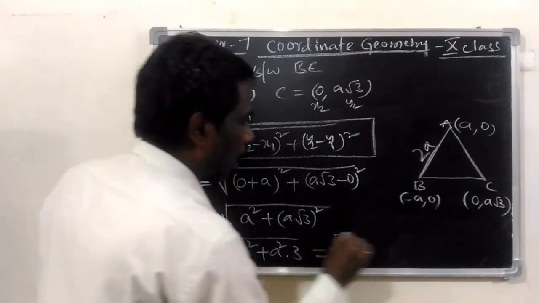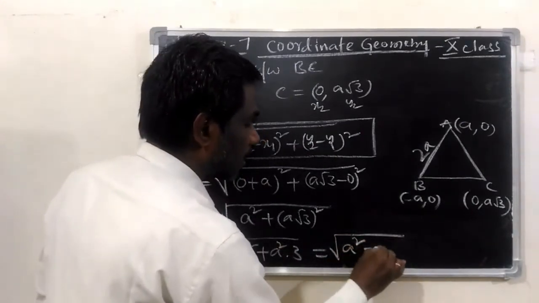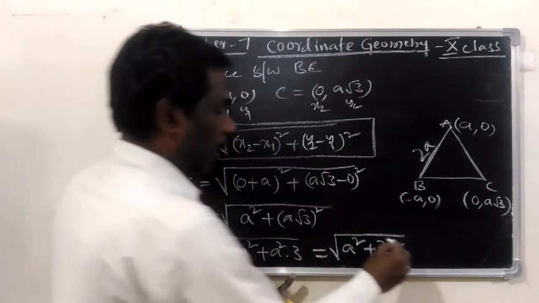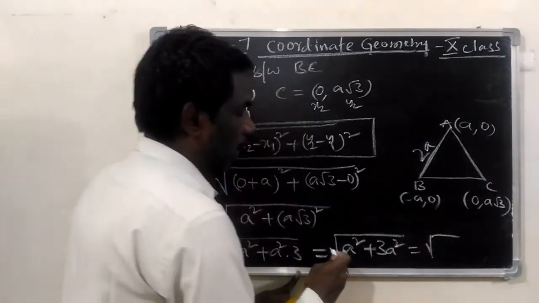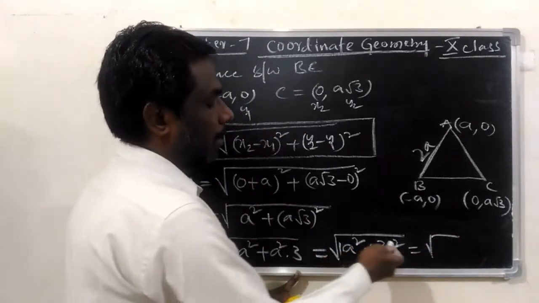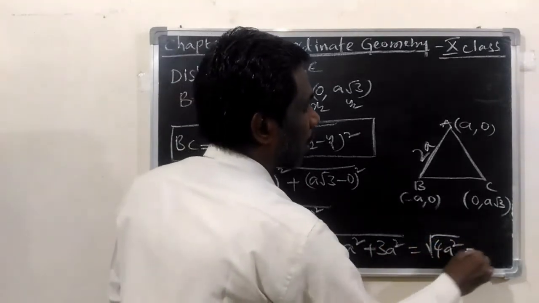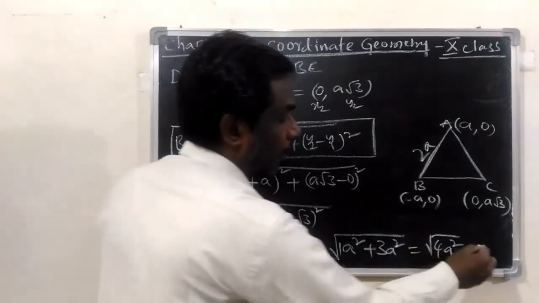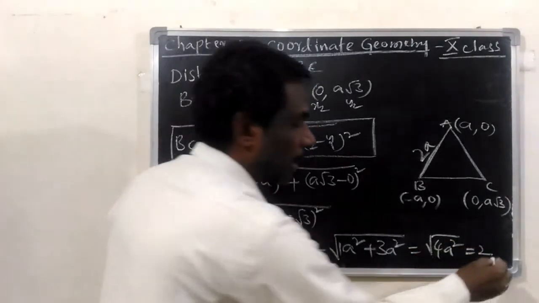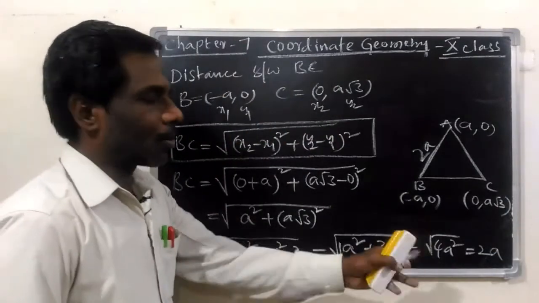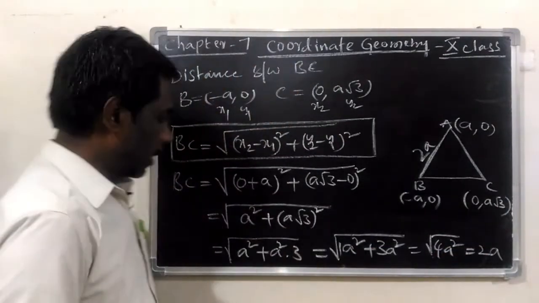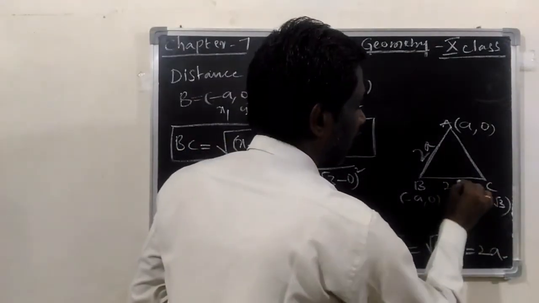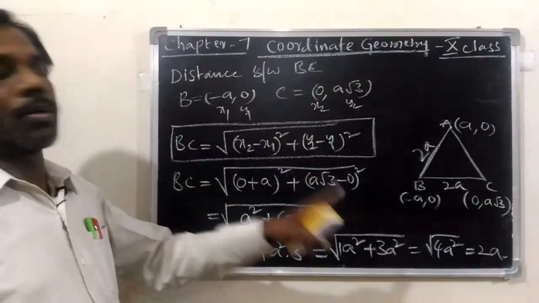It equals under root of a square plus a square into 3, which is 3a square. So 1a square plus 3a square is 4a square. Now this root is separated into root 4 and root a square. Root 4 is 2, and root a square is a, since the square and root cancel, remaining only a. So BC is also 2a. The distance between BC is also 2a.